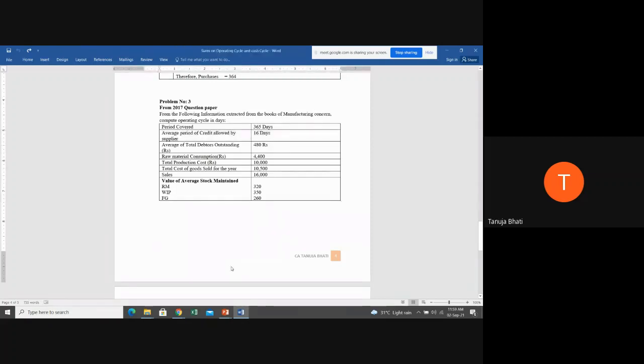So we have to calculate the operating cycle. They are not asking us for gross or net, so we have to calculate the complete operating cycle. For that, first we find the raw material conversion period, then the WIP conversion period, then the finished goods conversion period. To that, we add the debtors conversion period and subtract the creditors payment period. Then we get the operating cycle in days. So let us calculate.